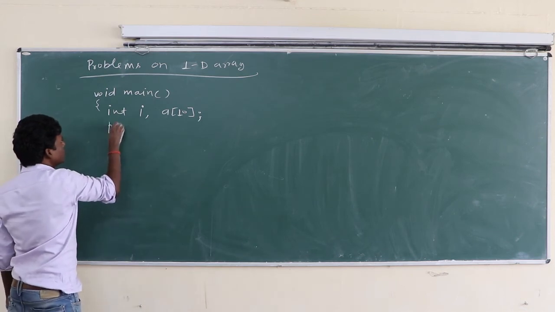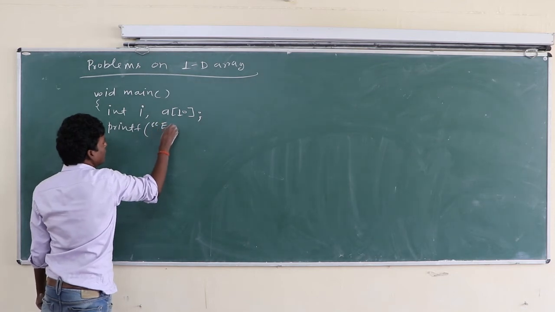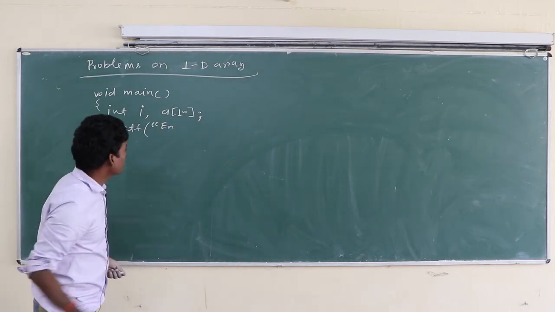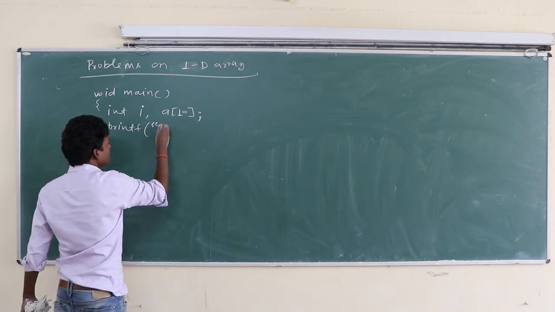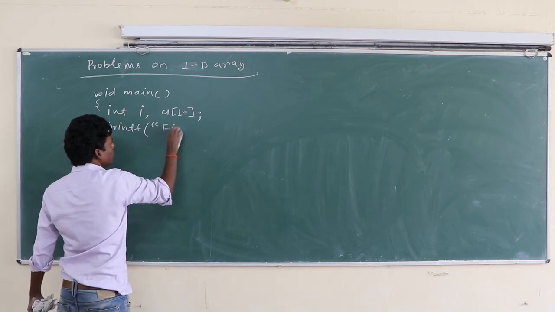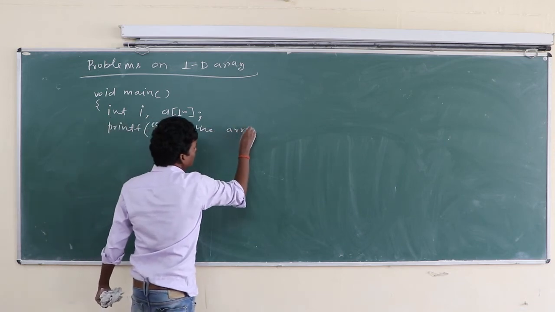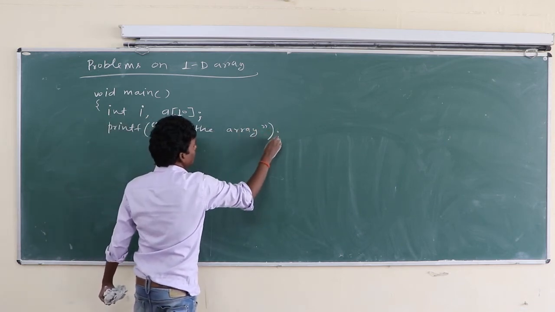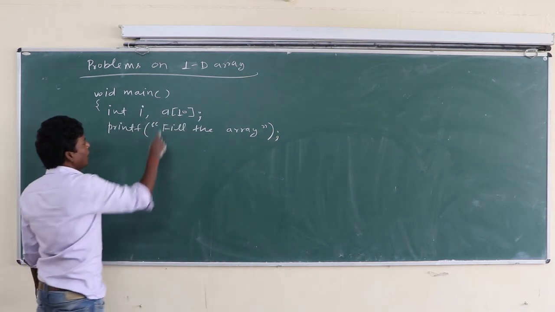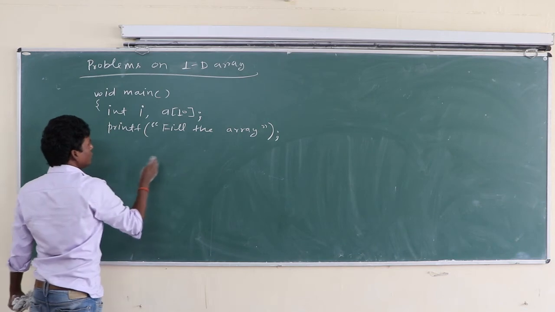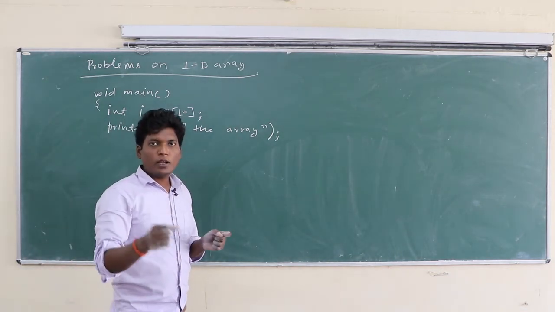Printf "fill the array". So the array can store up to 10 elements. One way to fill the array is to assign a value to A of 0.